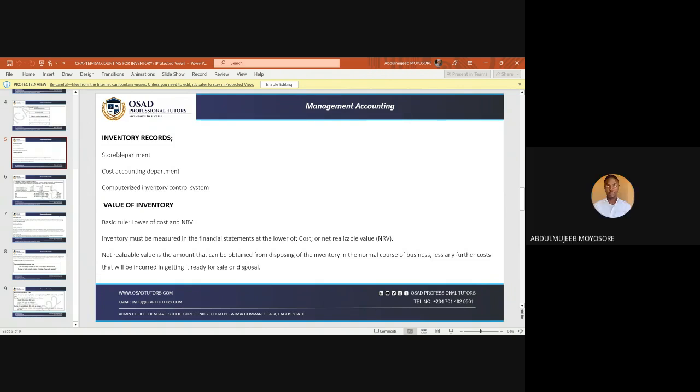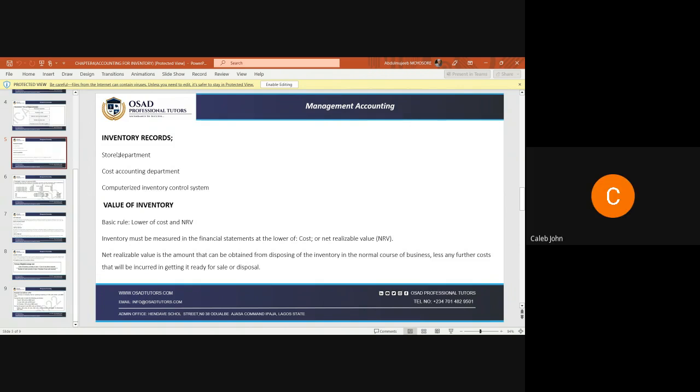In other cases, your NRV might be more than your cost. In that case, the cost will now be the valued amount. What we are trying to get is the value of inventory, which is what you put down in your balance sheet. So it is that 95 naira you put down in your balance sheet, not 100 naira. You get me?